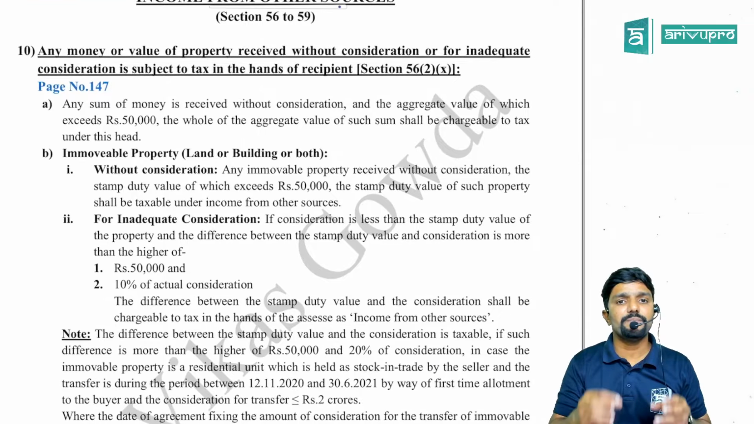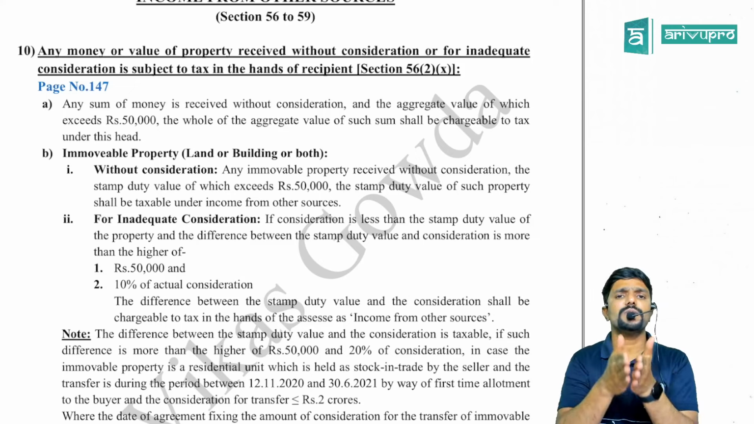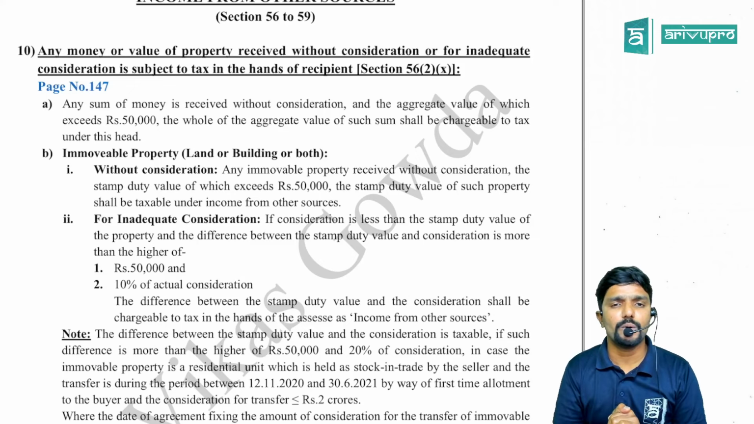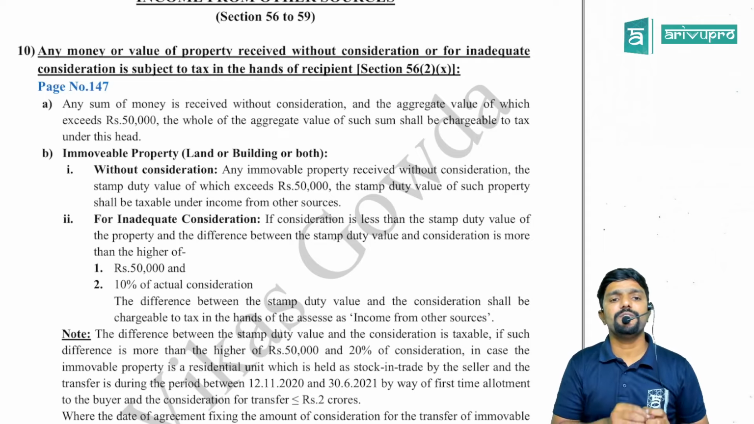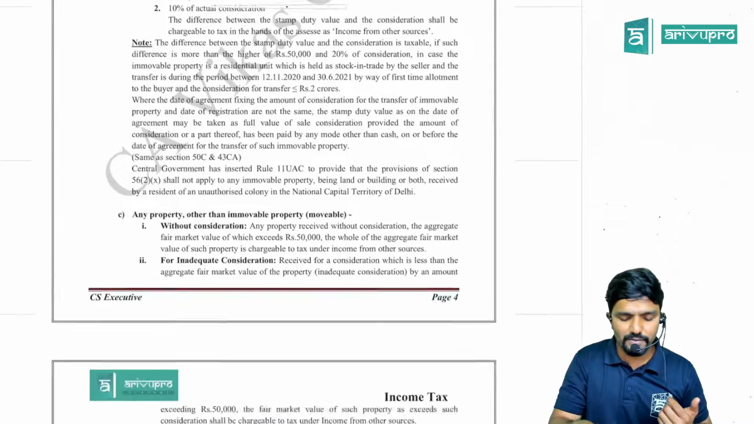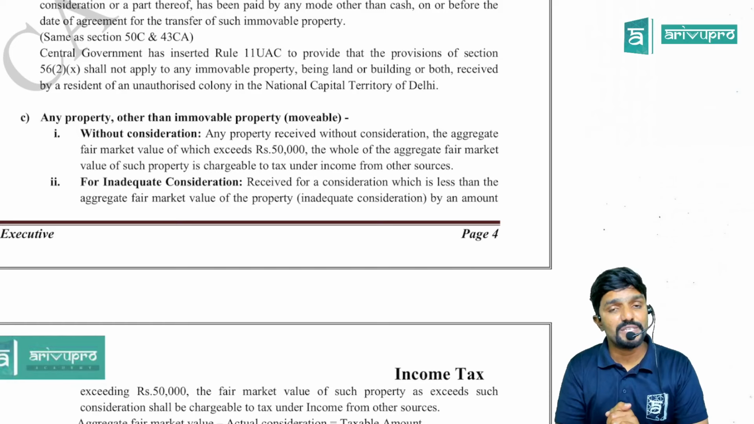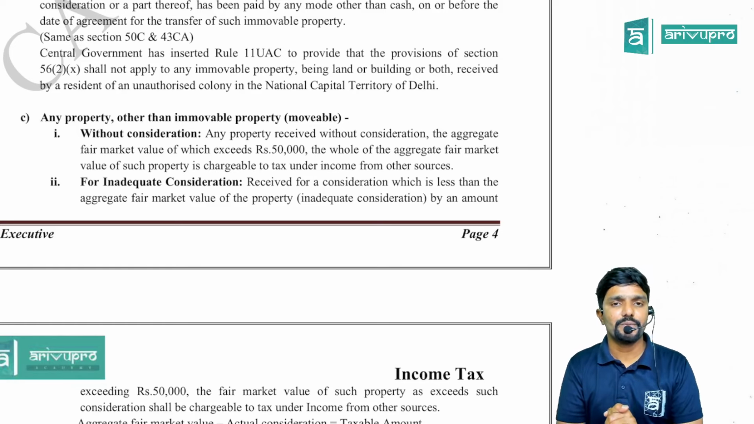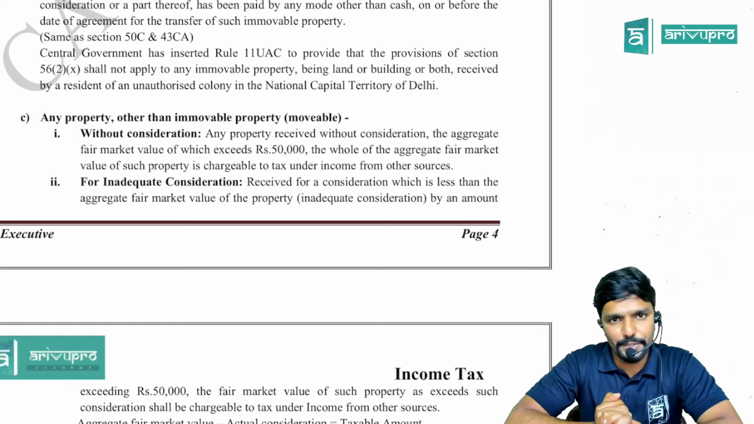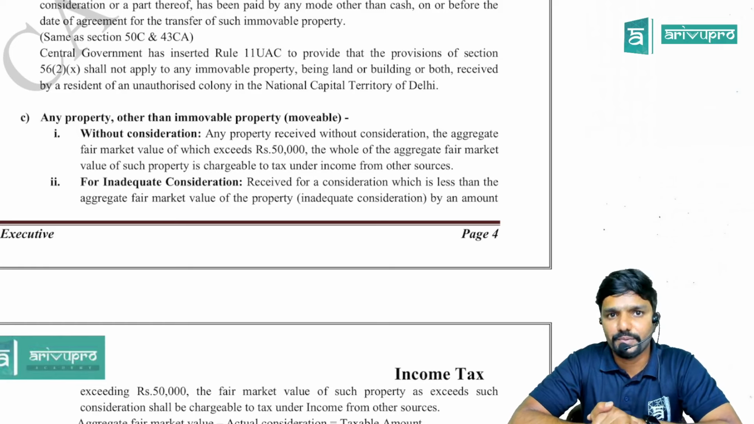If it is received in money, if the aggregate value of money you have received during the year from everyone is more than 50,000, then the entire amount would be taxable. Same way, if you have received any specified movable property, all movable property is not covered. All of this we already covered in detail in our regular class. So if you have received any specified movable property as a gift, then check the fair market value of it. If the fair market value of that specified movable property is more than 50,000, then the entire fair market value would be taxable under this head, guys.